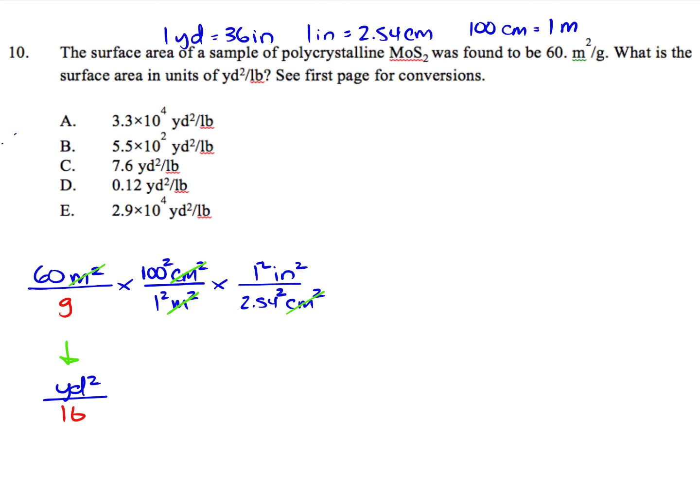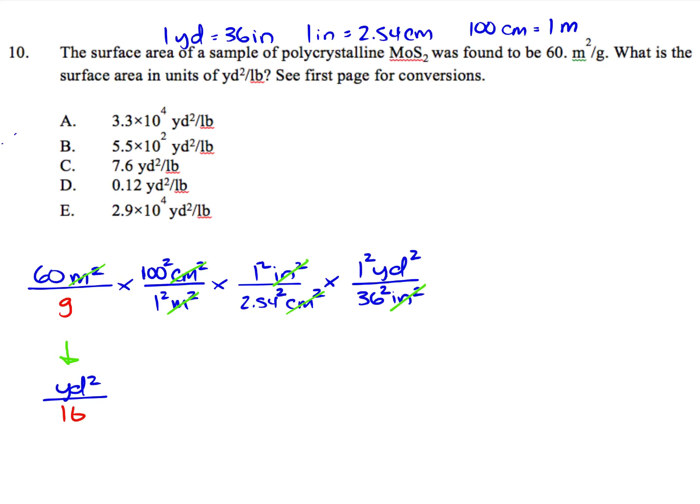Now we can cancel centimeter squared. We have units of inches squared, but we don't want that on top. We actually want yards squared. So we need one more conversion for the numerator. So write the conversion, 1 yard over 36 inches, and then square your units and your numbers. Okay, so now we have the top where we want it in yard squared, but the denominator is still in grams. So we need to get that into pounds.